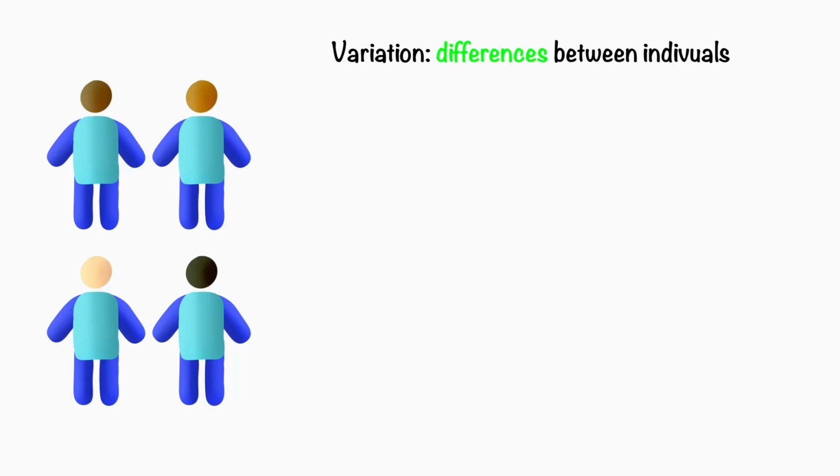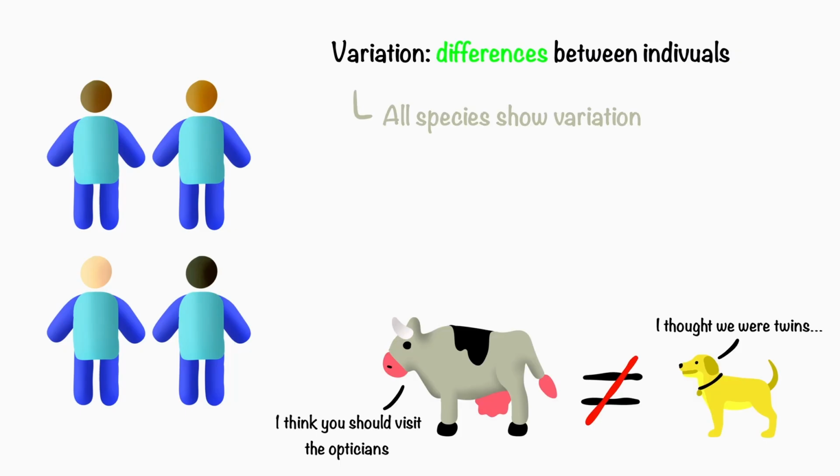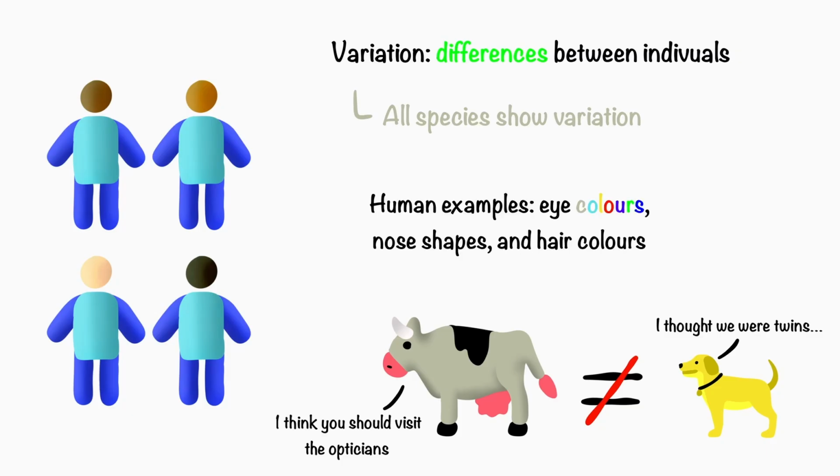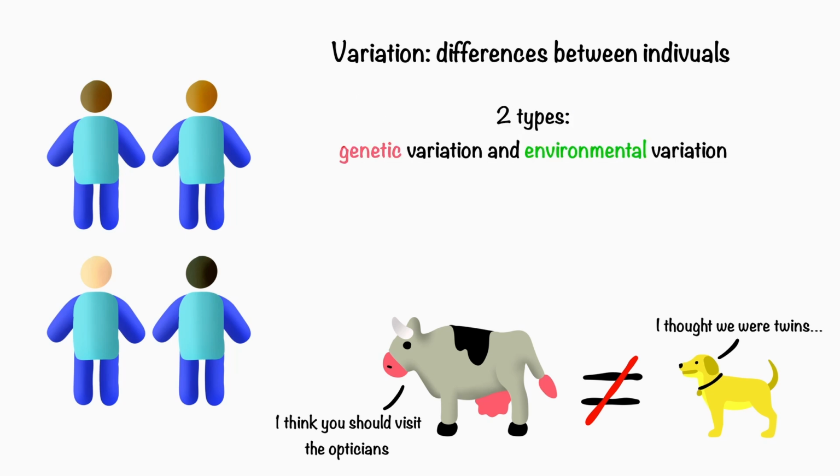These differences aren't just limited to humans. All species show variation. Different species obviously look different. My dog definitely doesn't look like a dairy cow. But even organisms of the same species will usually look at least slightly different. In a room full of people, you'll see different eye colors, differently shaped noses, and various hair colors. These differences are called variation within a species, and there are two main types: genetic variation and environmental variation.